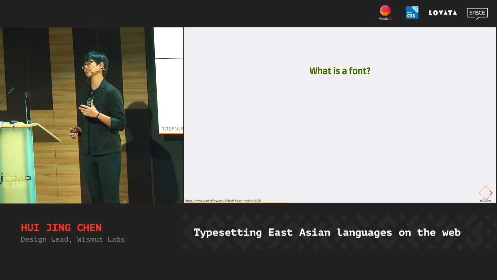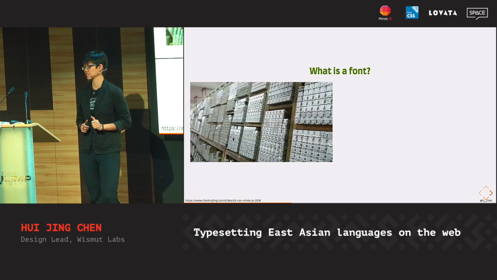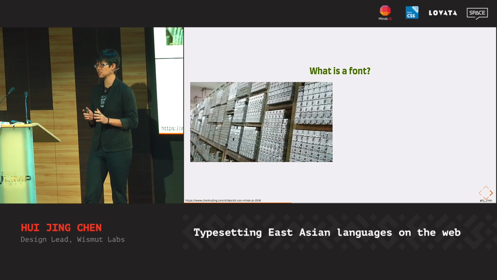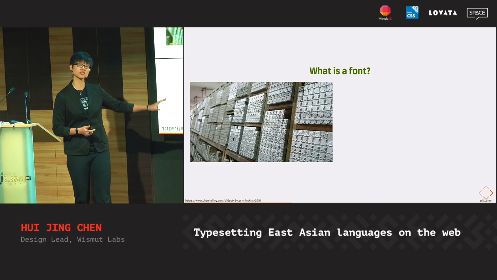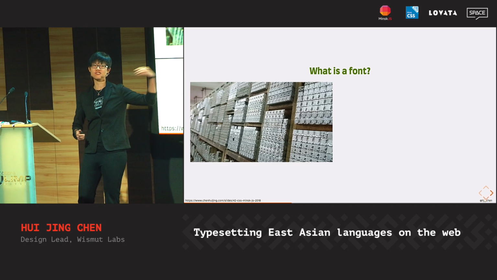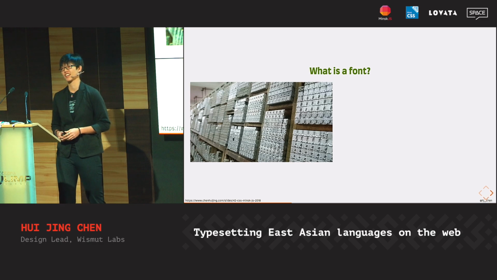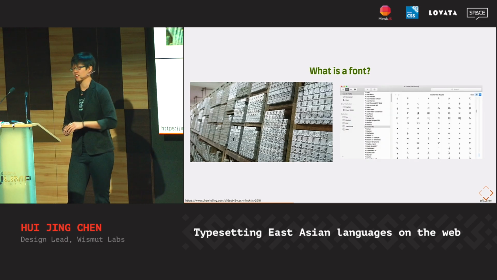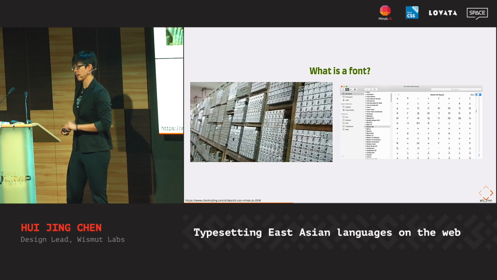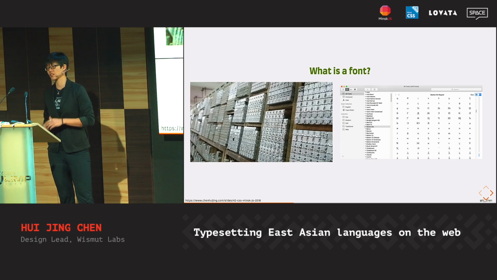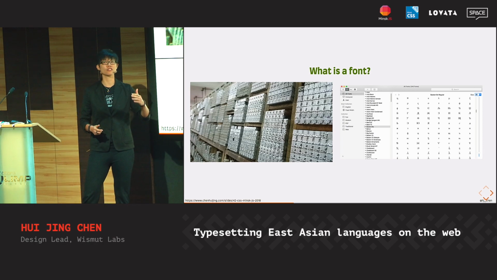In the world of metal typesetting, this is a font. So if you're familiar with letterpress printing, you may have seen drawers containing individual metal sorts, or for Chinese fonts, we have rows and rows of type shelves. Now, in the digital world, these are fonts. Specifically, these are font files. And for both analog and digital fonts, you can think of them as collections of glyphs.